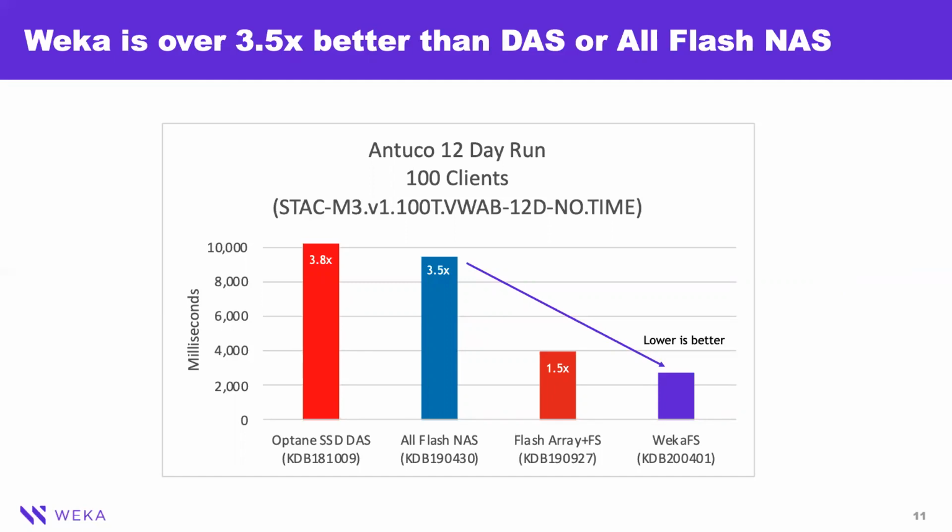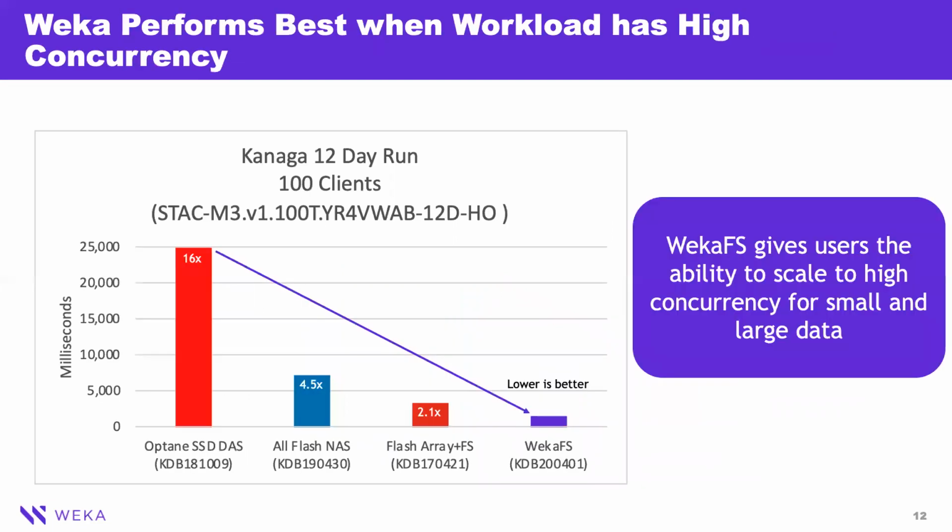You can see that on 100 clients, where we loaded up and put a high concurrency in that system, Weka outperformed the all-flash array. We outperformed the all-flash NAS by over 3x, and we also outperformed the SSD-based direct attach server. So again, on Antuco alone, we had a record.